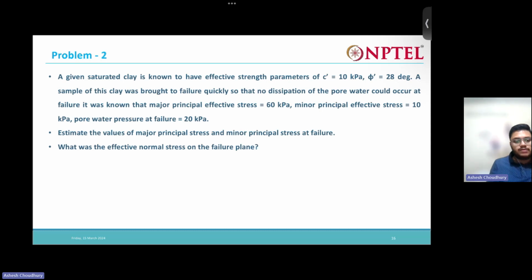A given saturated clay is known to have effective strength parameters of C = 10 and phi = 28. A sample of this clay was brought to failure quickly, so that no dissipation of pore water pressure could occur at failure. That means some pore water pressure is getting developed.